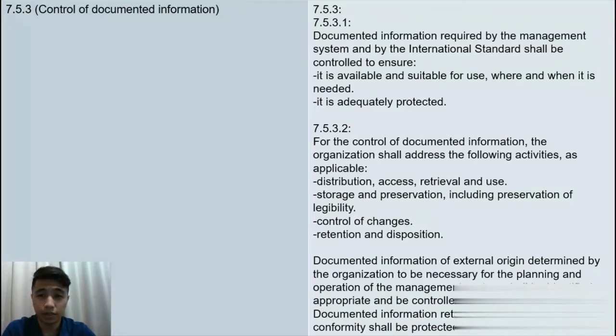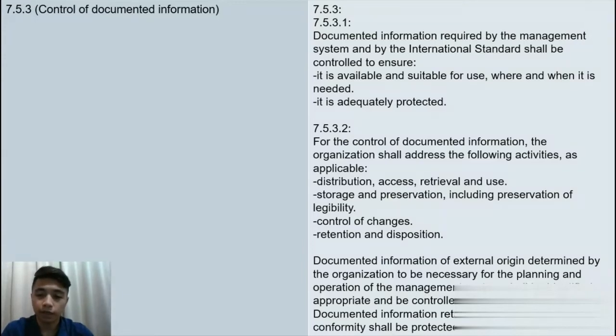It states that the documented information required by the management system and by the international standard shall be controlled to ensure it is available and suitable for use, where and when it is needed, and that it is adequately protected. For the control of documented information, the organization shall address the following activities as applicable: the distribution, access, retrieval, and use. And then the storage and preservation, including preservation of legibility, control of changes, and then retention and disposition.